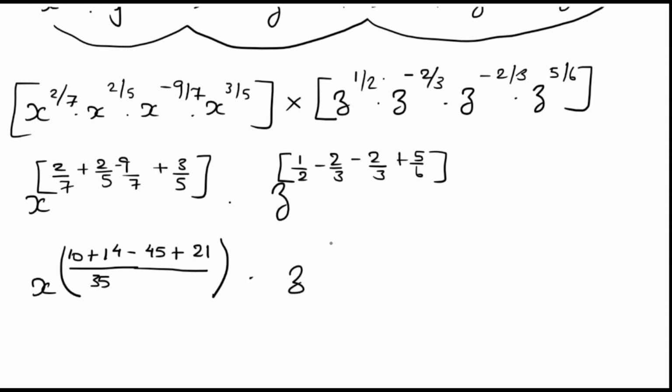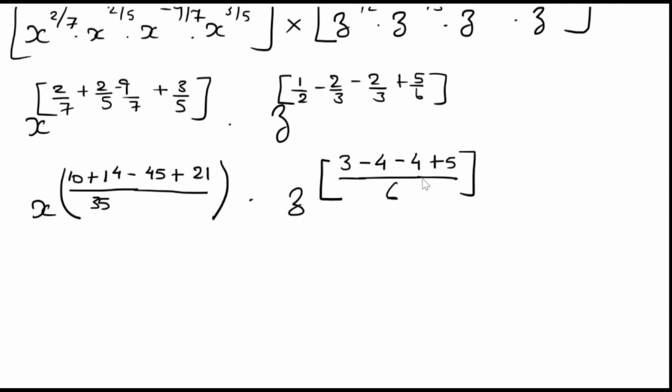into z to the power. Here you will get LCM as 6. So this will become 3 minus 4 plus 5. Now if you add all the terms, you will get 0. You will get 0 divided by 35, which is 0.